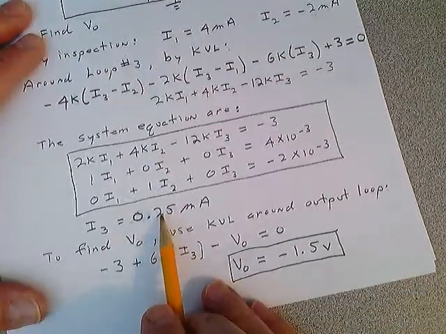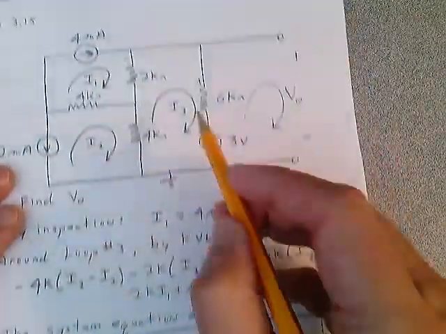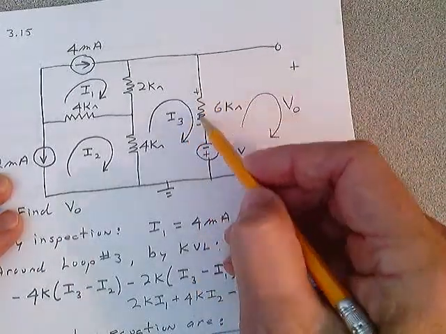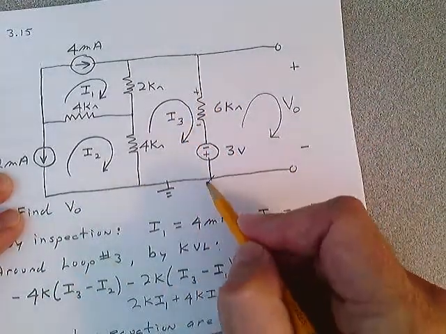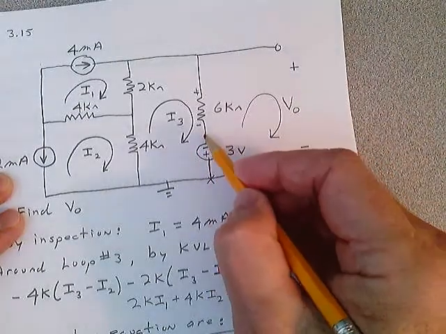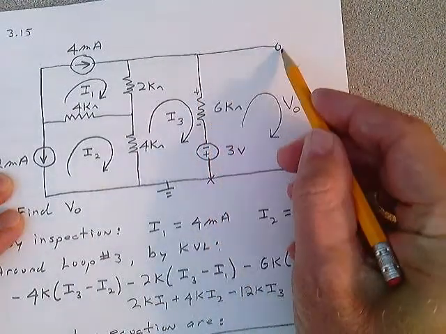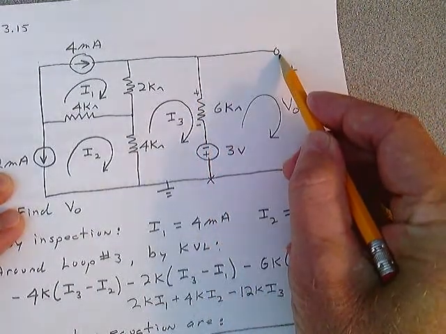This was a positive voltage here. I3 was a positive voltage, so we knew this was the right direction, so we got a plus to minus. So if you start here, you can just go negative 3 volts and go up the voltage drop here to get to this voltage V out.